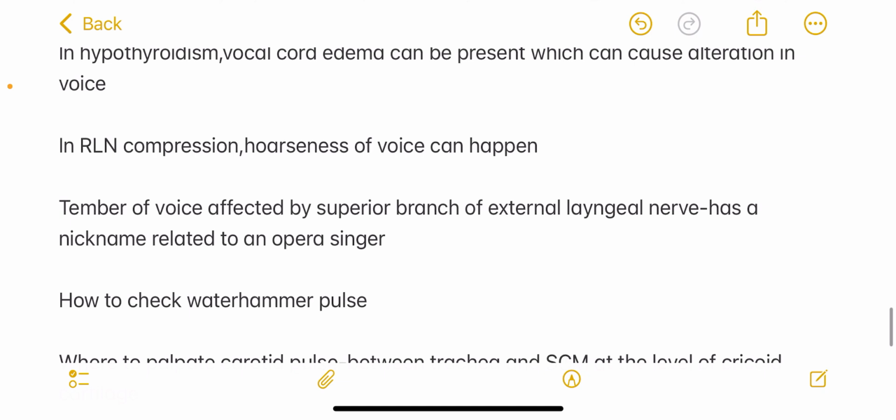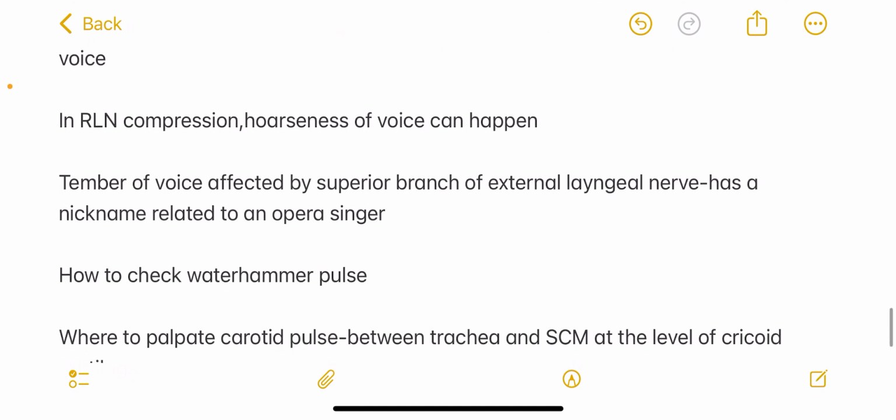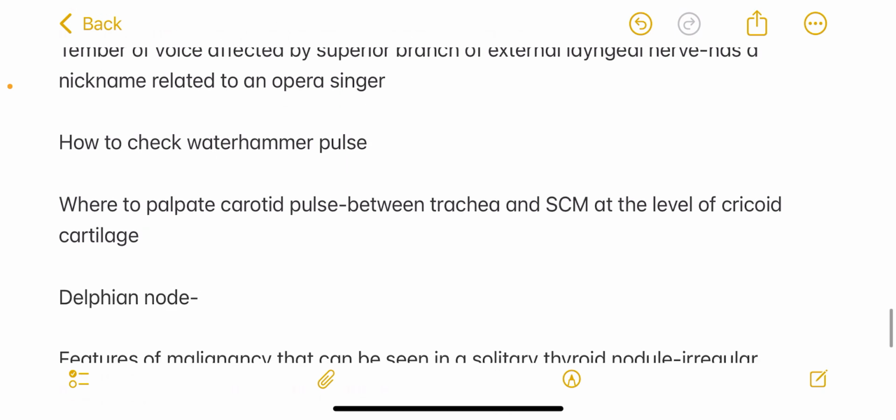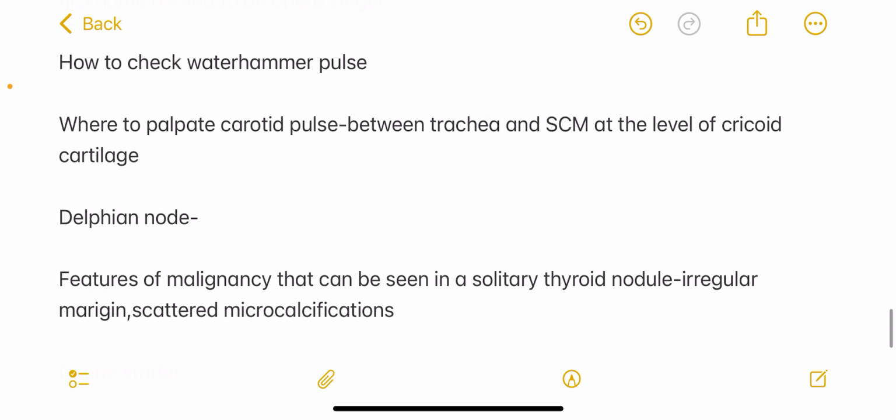So again, the examiners can ask about how to check the water hammer pulse, and also where to palpate for the carotid pulse: between the trachea and the sternocleidomastoid at the level of cricoid cartilage. Another important question is about the Delphian node and features of malignancy that can be seen in solitary thyroid nodule. They are irregular margins and scattered microcalcification. Again, scattered microcalcification is something very much a favorite asked by the examiners.